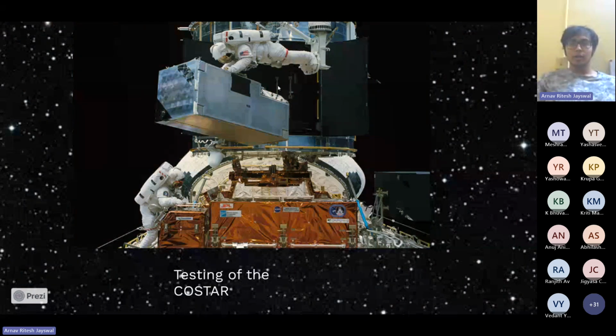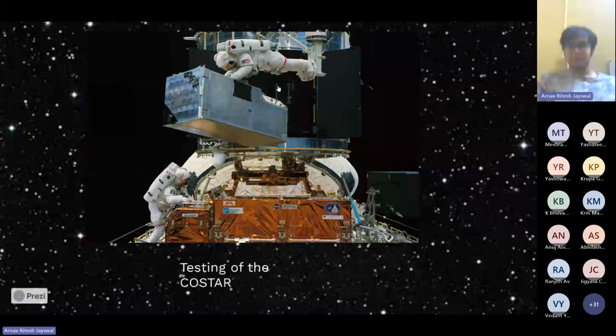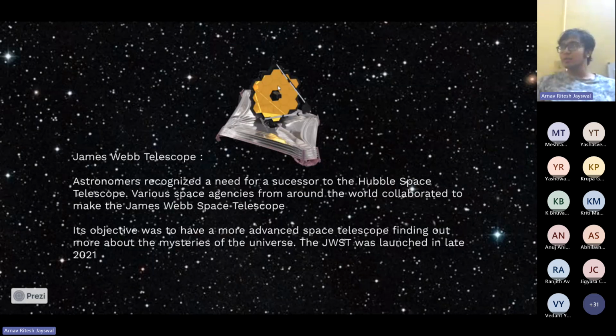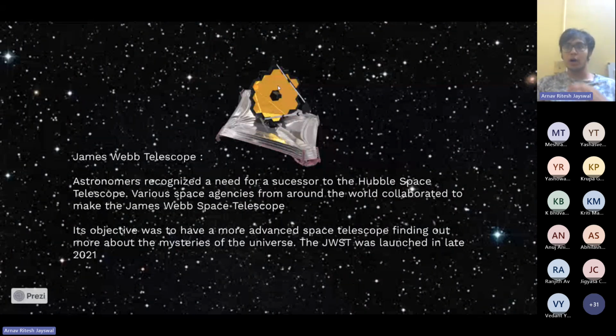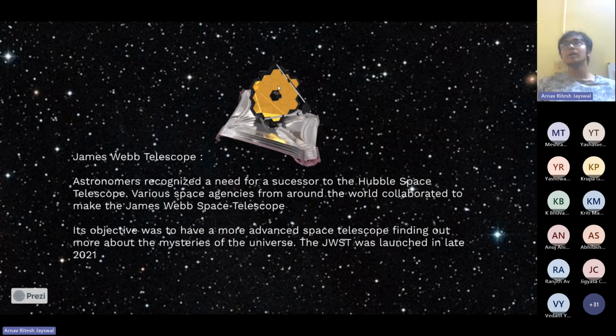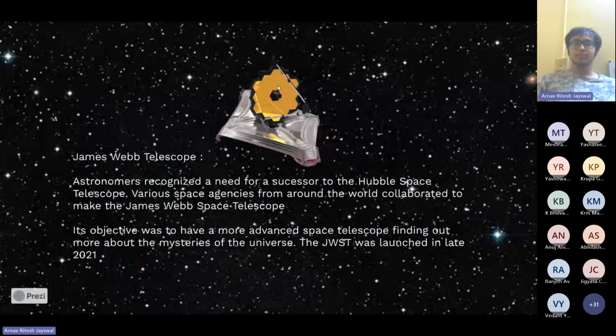And now let's look at the James Webb Space Telescope. After the Hubble Space Telescope was launched, astronomers realized that Hubble is not going to do it. It has a lifespan, and as technology developed, we noticed that we can do a lot more cooler things with telescopes. So that's why scientists thought of the James Webb Telescope. A lot of agencies around the world combined to form it. It is much more advanced than the Hubble Space Telescope, and the objective was to find out more about the mysteries of the universe. It was launched in late 2021.